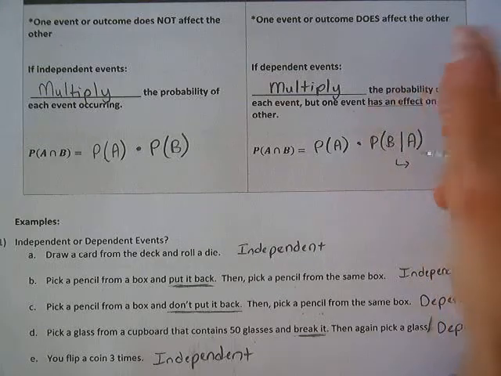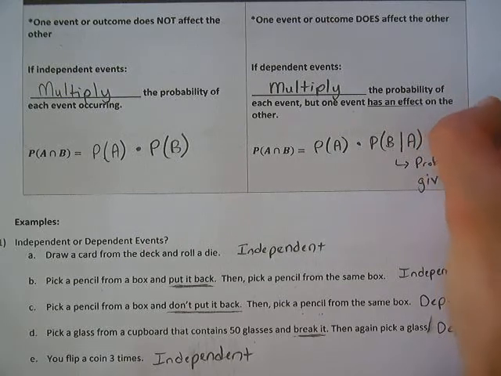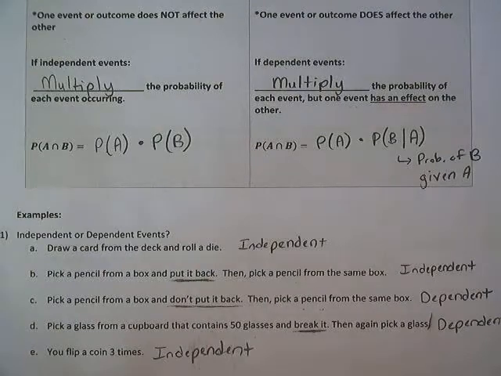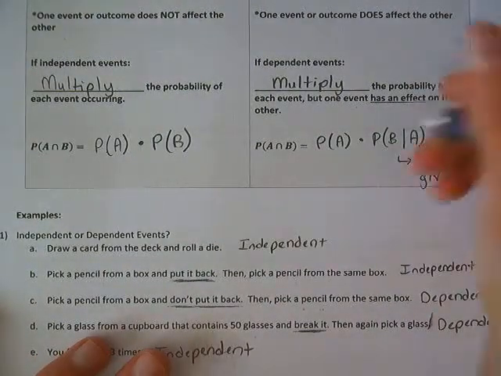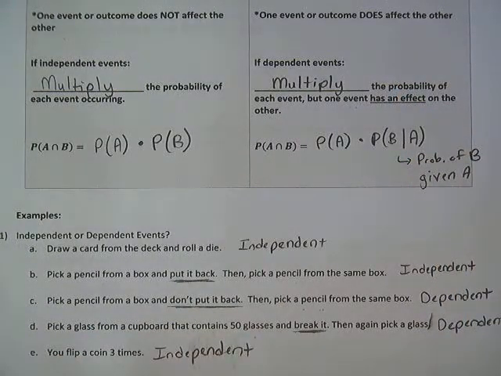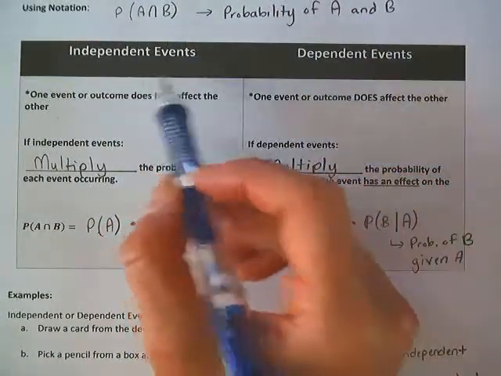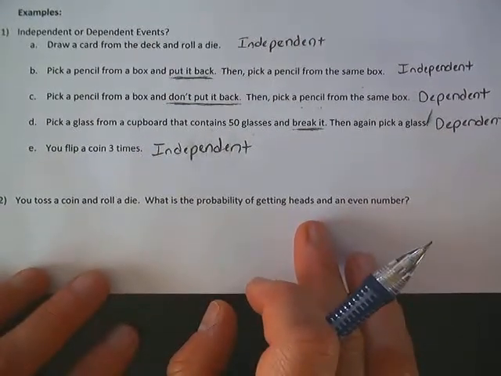The way that you read this part is you're finding the probability of B happening given that A has happened or is true. So that's how you read that notation. And this is what's called conditional probability, which is what we're going to talk about in a couple of days. So let's practice going through the whole motion, figuring out is it independent or dependent, and then using the formula for whichever one it is.